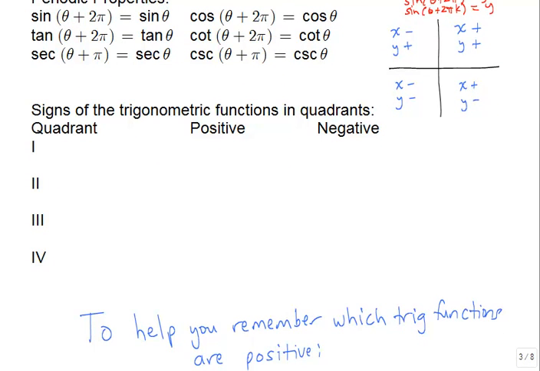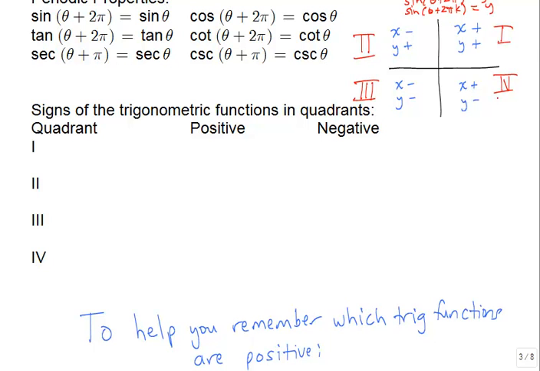Okay, let's take a look now at the signs of our trigonometric functions in the various quadrants. So in this diagram right here, I just have written down all of the different possible signs for our x and our y coordinates of our terminal points. For example, in quadrant 1, which is right here, both x and y are positive. In quadrant 2, just the x is negative. In quadrant 3, both are negative. And in quadrant 4, just the y is negative.